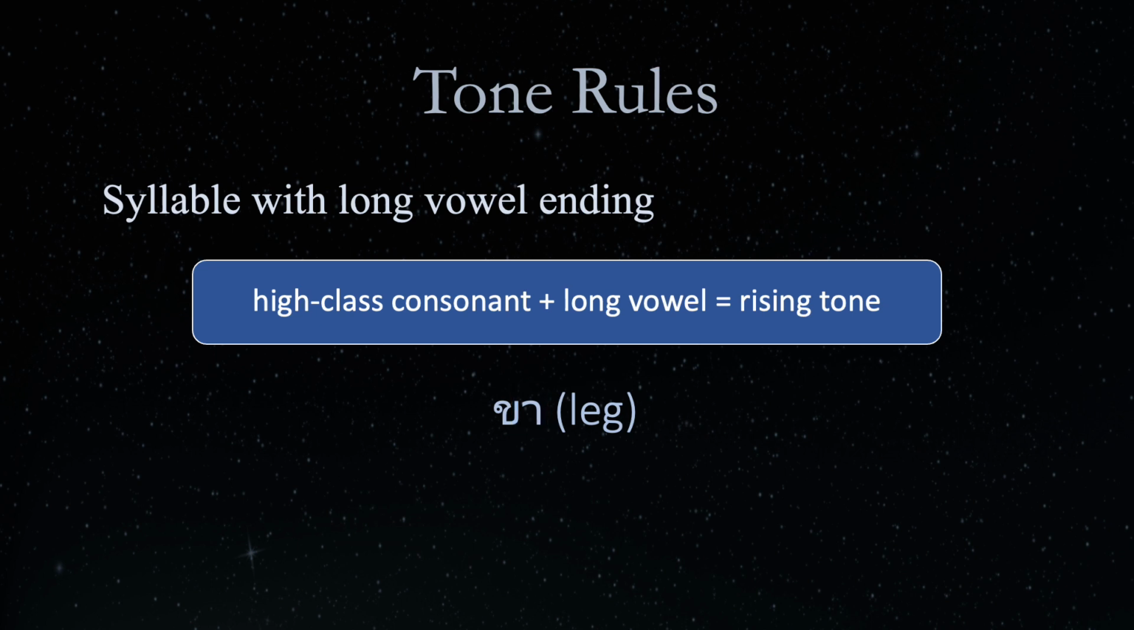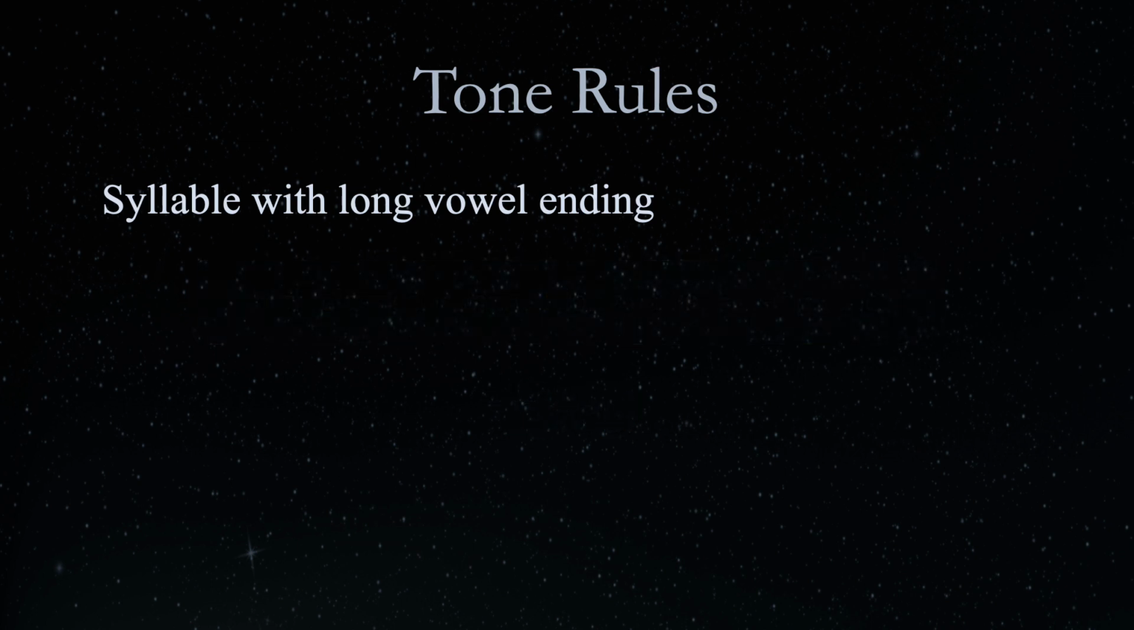Ka. The low and middle-class consonants in the Thai alphabet, by the way, are pronounced in the middle tone, while the high-class consonants are pronounced in the rising tone because of these tone rules, the vowel or with which the consonants are pronounced being a long vowel.